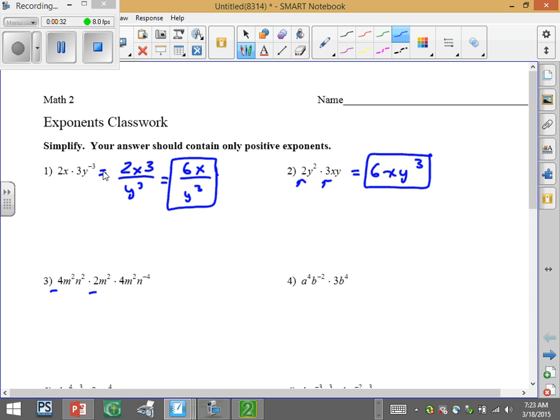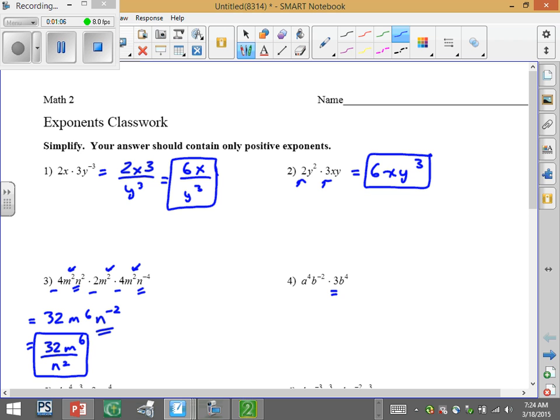Here we got a 4 times a 2 times a 4. So 4 times 2 is 8, times 4 is 32. Now let's take a look. There are 2 m's. There's 4 m's. So 6 total m's. Then I have 2 minus 4, which would end up with n to the negative 2. This n to the negative 2 indicates that it needs to go into the denominator. So there's what your final answer is for 3.